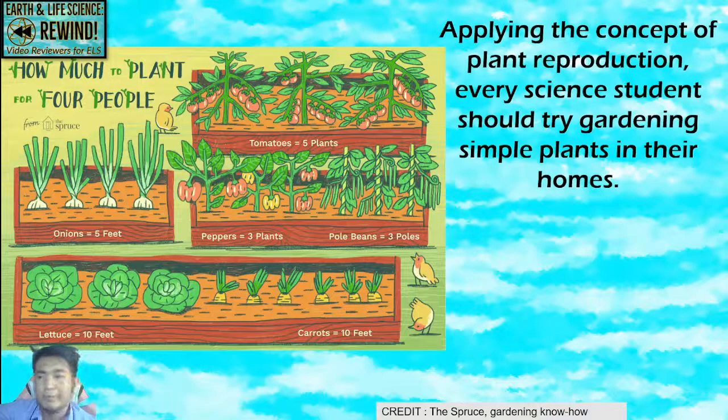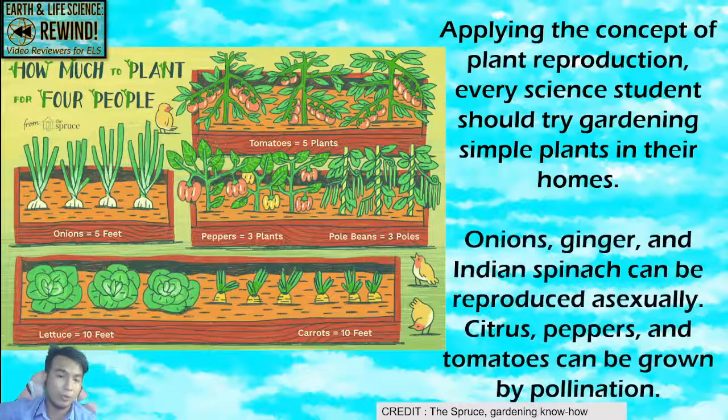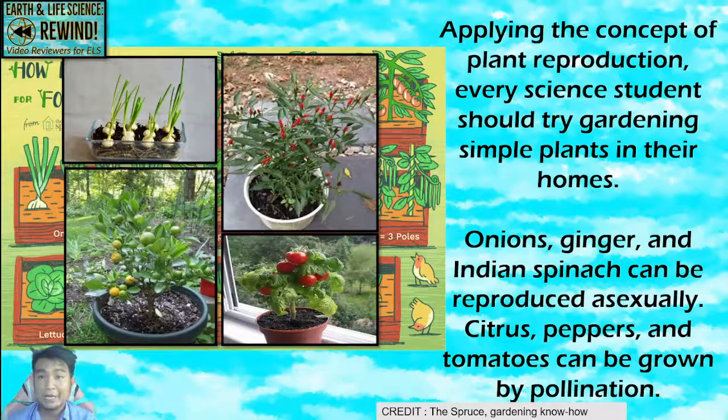Applying the concept of plant reproduction, every science student should try gardening simple plants in their homes. Onions, gingers, Indian spinach, or alugbati can be reproduced asexually. Citrus like calamansi and lemons, peppers and tomatoes can be grown by pollination, and they are simple and easy to take care of. It's environmentally friendly and teaches you responsibility and can help with food production and food security within your home. You should try it. Try taking care of these simple plants and maybe you can grow your own food in the near future.